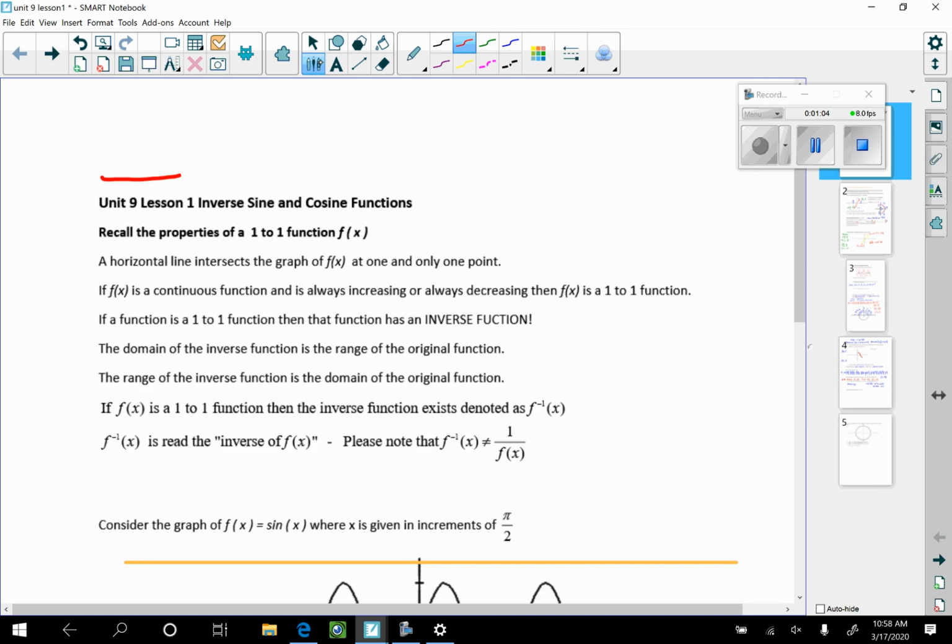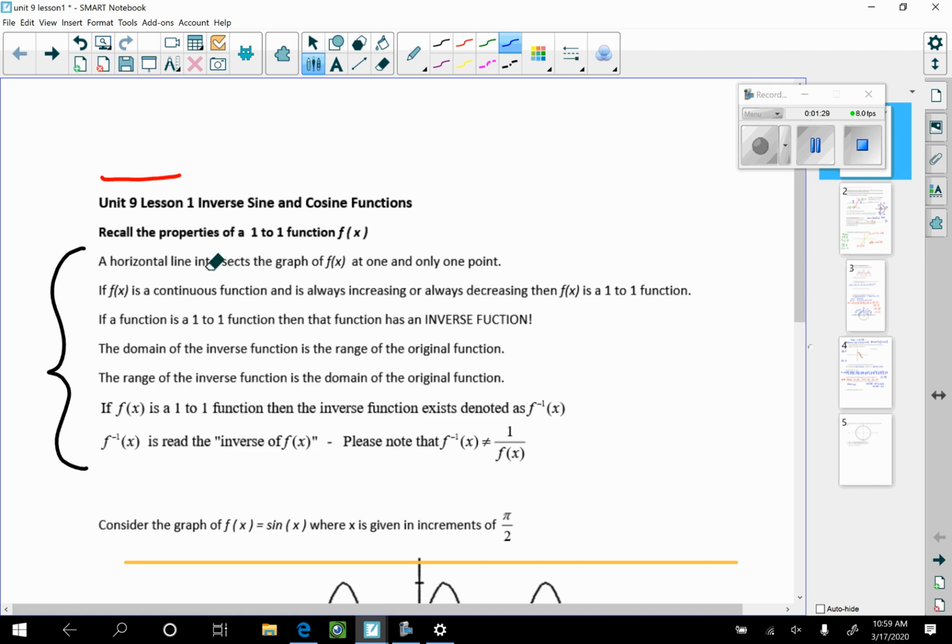Okay, so today we're going to be talking about, like I said, inverse of sine. Before we do that, we're going to talk about this whole section here, which was copy and pasted from our discussion of one-to-one functions back in Unit 5. I think it was Unit 5 that we did this. And here's what we said about one-to-one functions.